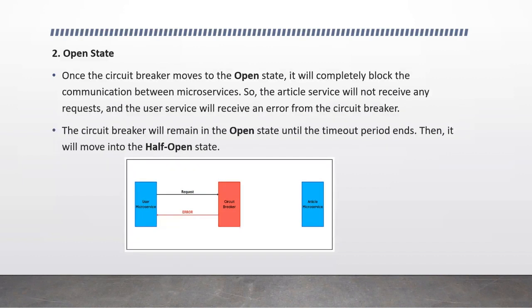So let's see what is the next one, open state. Once the circuit breaker moves to the open state, it will completely block the communication between microservices.